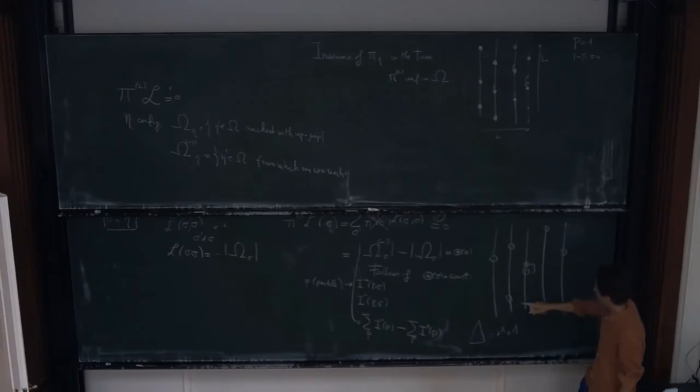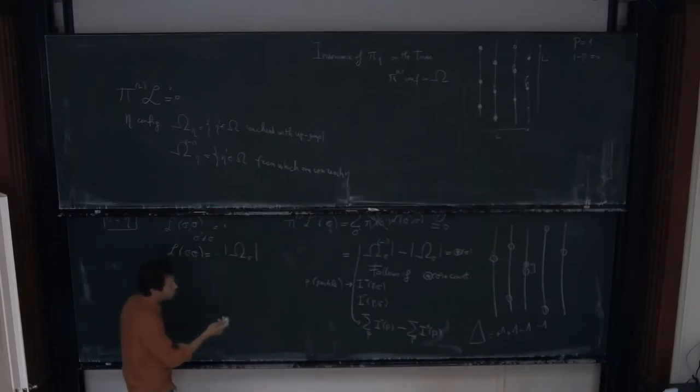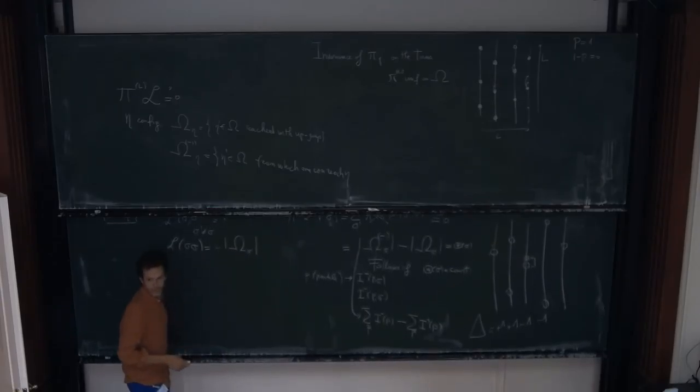Say, for instance, this particle here: its I minus is not changed because it doesn't look up, but its I plus increases by one, and then you get a minus one. This particle here doesn't see anything because it is screened by this other one, so it doesn't contribute, and this one also contributes plus or minus one. It's really a local check, and I leave you to repeat it.